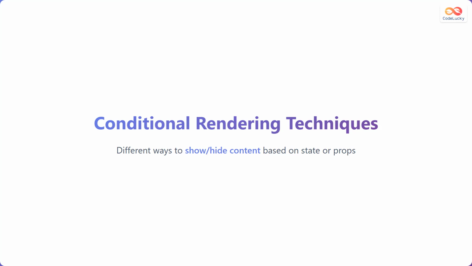In this video, we will explore conditional rendering techniques. These are different ways to show or hide content based on the state or props in your application. Conditional rendering is a crucial concept in building dynamic and interactive user interfaces. It allows you to display different content based on certain conditions, making your applications more flexible and user-friendly.